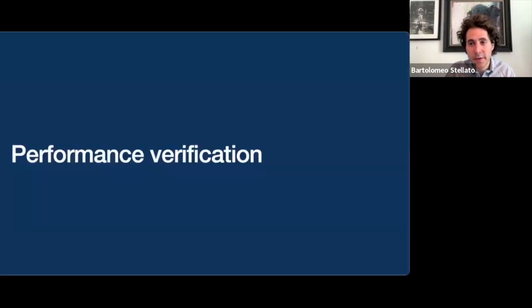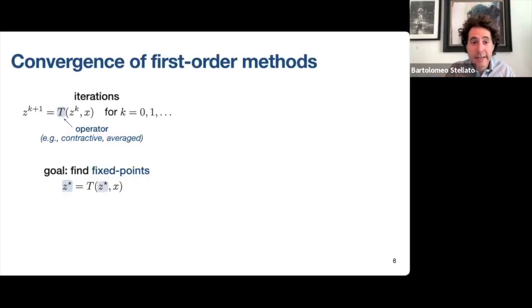Before jumping into verification, we need to understand what it means to analyze the convergence of these methods. This has been done for decades, so I'm just going to talk about one way to do it. We can think about first-order methods as operators that map an iterate zk to the next iterate zk plus 1. These operators have some properties, could be contractive, averaged, and under suitable assumptions, they converge to fixed points, which are the points for which if you apply the operator one more time, you still keep the same points. And these are the goal of what we want to find with all these methods.